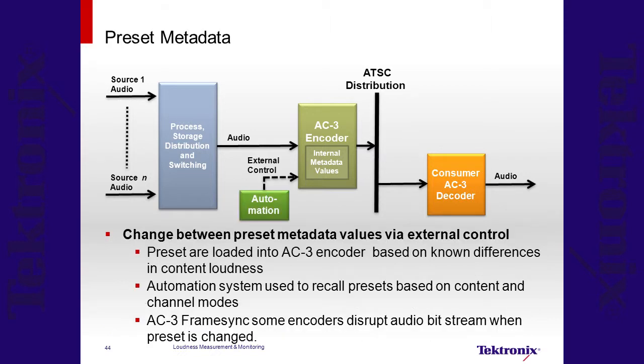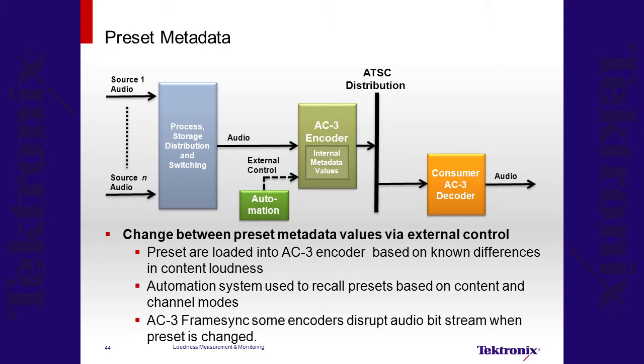Another approach is to change between the various presets that are loaded within the AC3 encoder, and use an external device to trigger these changes. Various presets are loaded within the AC3 encoder based on known differences in content loudness. An automation system is then used to recall these presets based on content and channel modes.